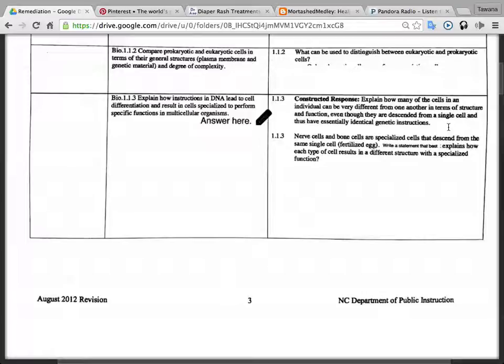Make it personal to you. The major point here is, why do you have different cells? Before we answer that question, what are your cells that are different? Name them. Nerve cell, muscle cell, white blood cells, red blood cells, okay. Stomach cells, that's 5. We can stop there. We don't need to go on and on.